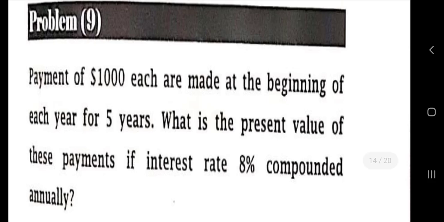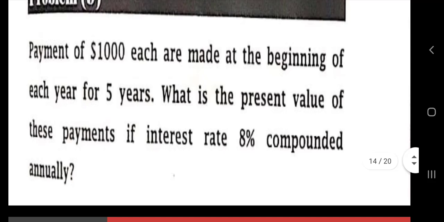Another problem. Payments of $1,000 each are made at the beginning of each year for 5 years. What is the present value of this payment if the interest rate is 8% compounded annually? R equal $1,000 and because it is made at the beginning of each year, it is due and we want the present value. What is the present value required? How can you get the present value?